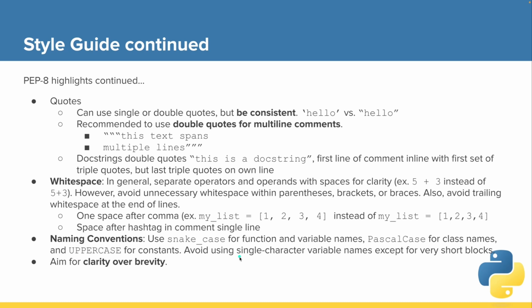Don't use single character variable names like a letter, except for very short blocks, like loops or things like that. And lastly, aim for clarity over brevity. As you're writing code, just think, make it simple, make it clear, and that will usually lead you down the right path. So those are some notes around Python style.